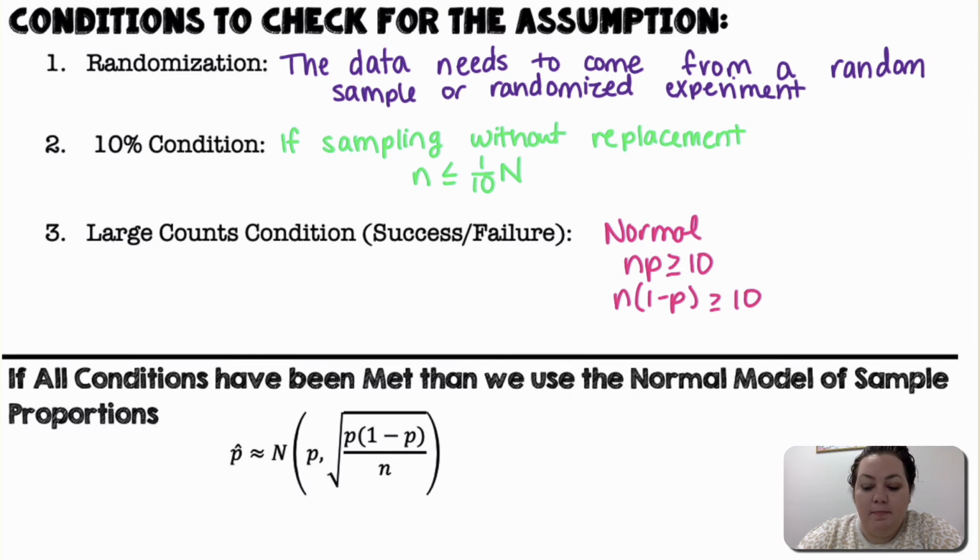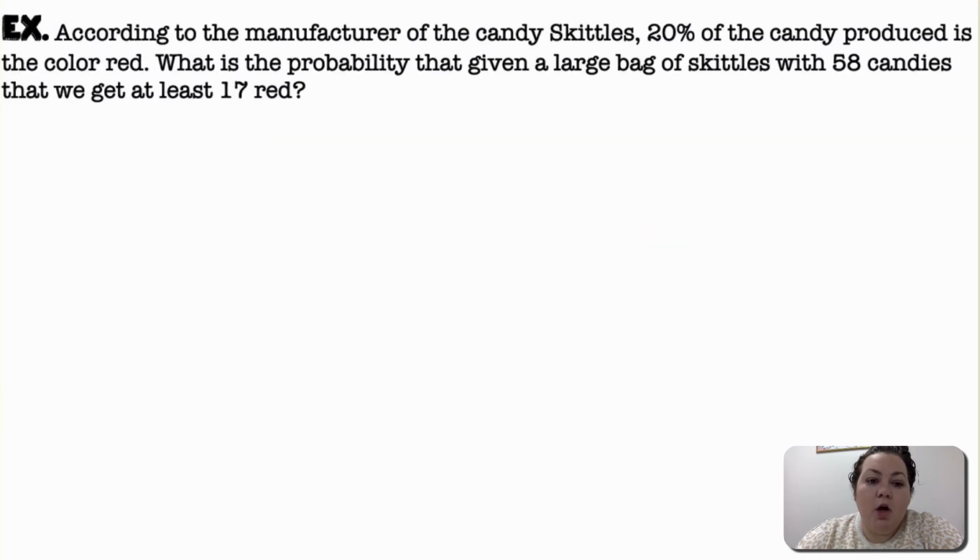All right, according to the manufacturer of the candy Skittles, 20% of the candy produced is the color red. What is the probability that given a large bag of Skittles with 58 candies, that we get at least 17 red? Okay, so 20% coming from the company, they said 20% are red.